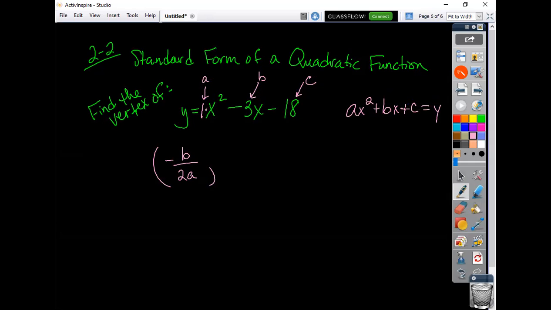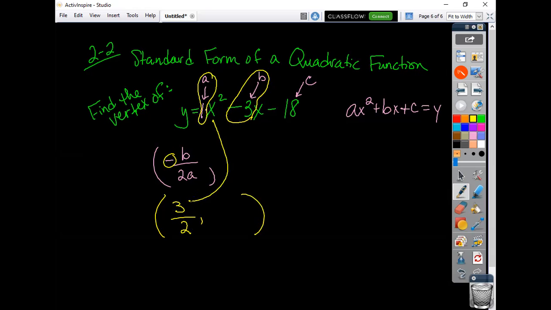So once you evaluate this negative b over 2a, in our case here, that would be negative b. B's already negative 3. So when we do this negative on it, it's going to be a positive 3 over 2 times a. A is 1. So 2 times 1 is just 2. So we have 1.5. And then to find the y that goes with that, you just plug that into the original problem for the x's and work it out.